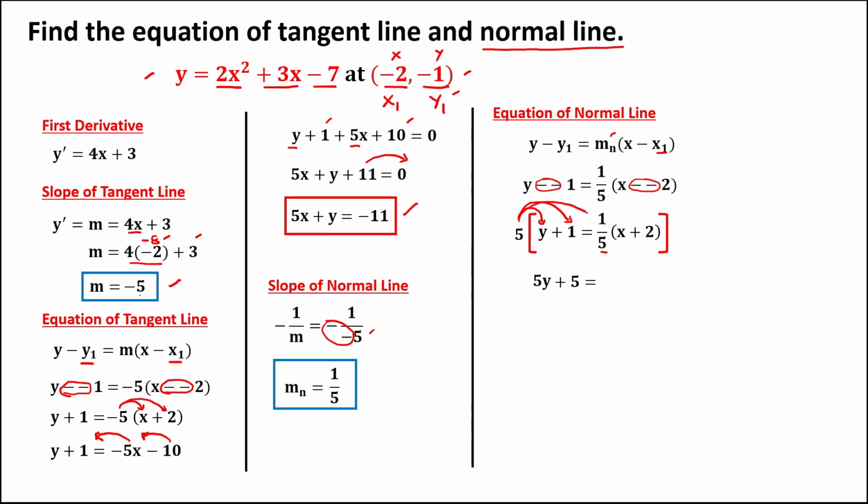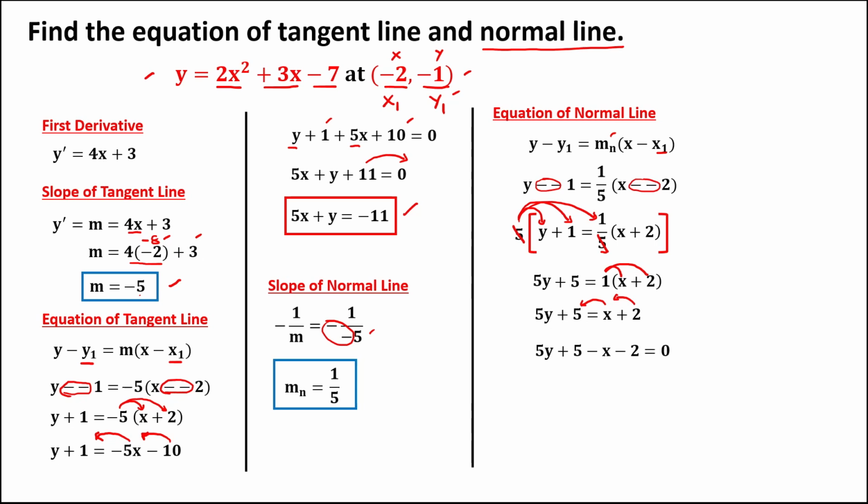Then distribute to this equation, so we can cancel this 5. So we have now 1 times x plus 2. Then we have 5y plus 5, and this is x plus 2. Then equate this equation to 0. So transpose this positive x, so that becomes negative x. Transpose this positive 2, that becomes negative 2 equals 0.